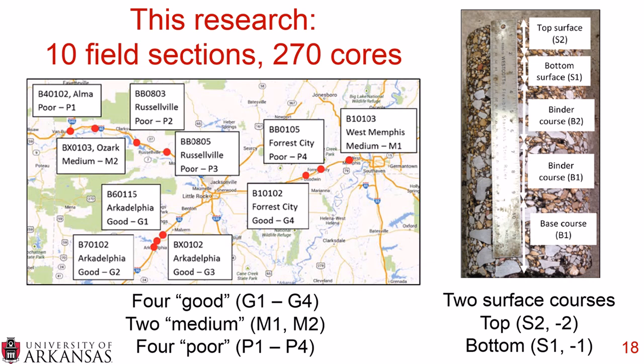And there was a top surface course, which is S2, or you might see it as -2, and a bottom surface course, which is S1, and also indicated by a -1. So these are both the same mixtures. They both come from the surface mixture of the interstate, but they were laid in 2 different lifts, about 1.5 to 2 inches each. And we called them the top surface course and the bottom surface course. And the top was S2 and the bottom was S1.